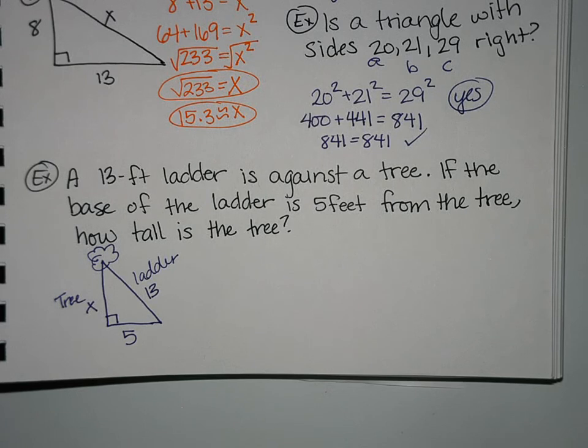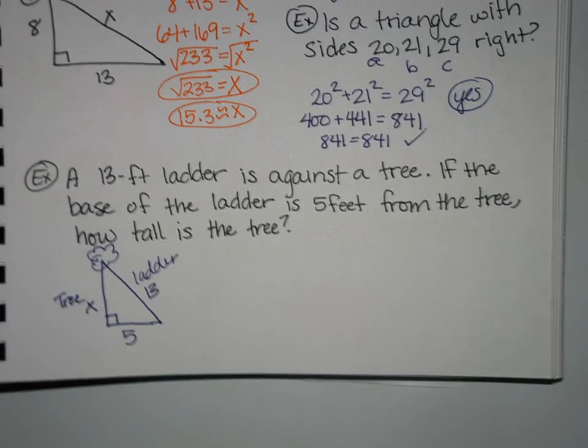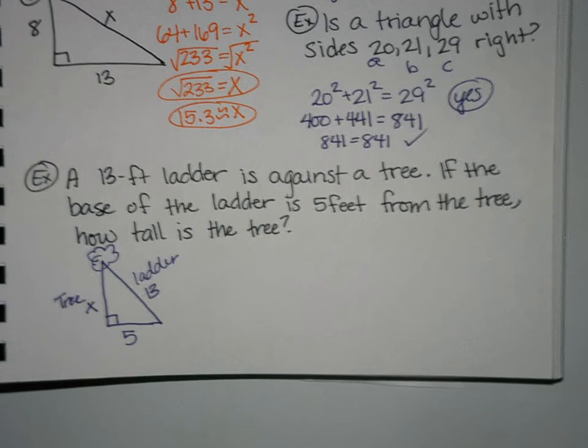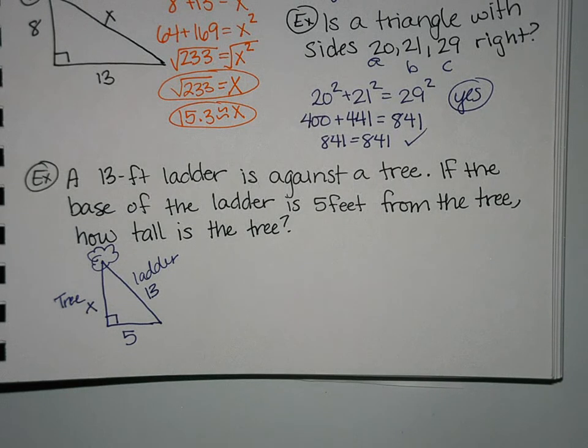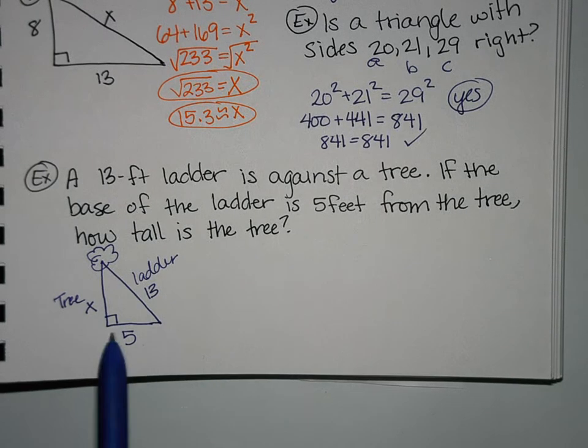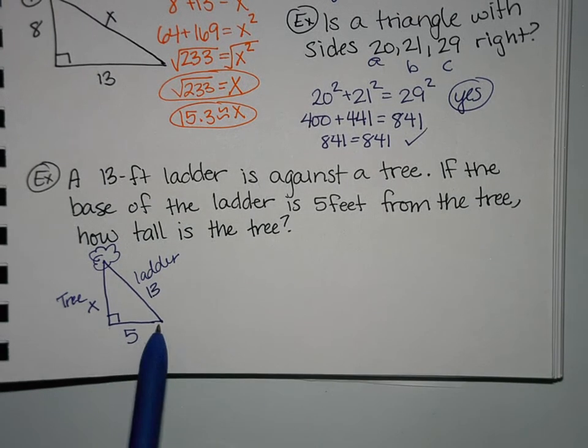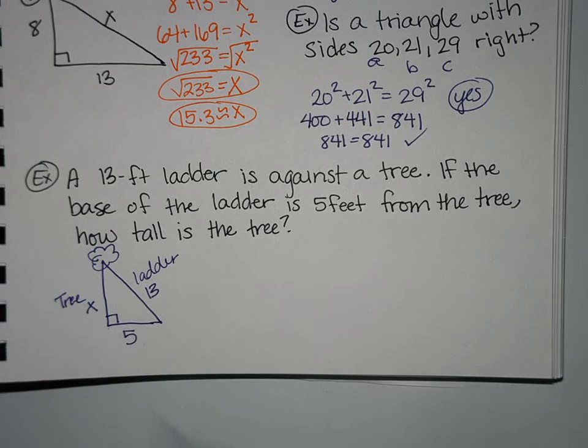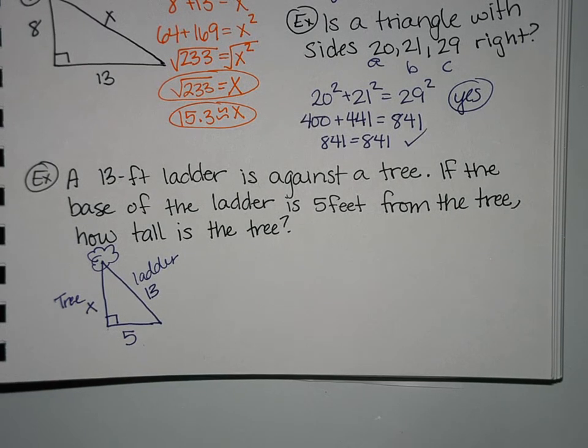So here we have a tree, and we're going to make the assumption that our tree is going straight up out of the ground, not leaning to one side or another. You have the ladder that's leaning up against it. The distance between the tree and the base of the ladder is 5 feet. How tall is the tree? So here's an example of one where we're not solving for the hypotenuse. So how do we solve it?